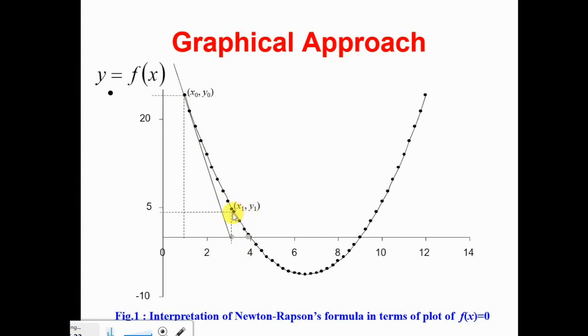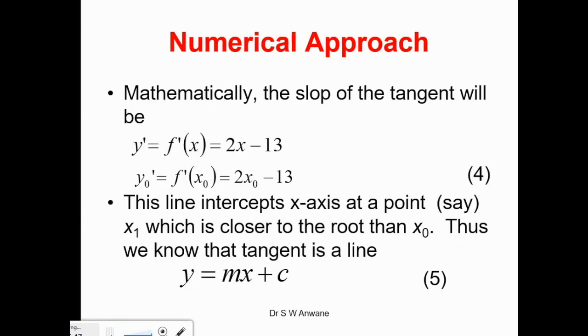So the tangent at x1, y1 will intercept somewhere here close to the root, and corresponding to that we shall be finding here x2, y2, and in the iterative attempts we can go closer and closer and closer to the root in the number of attempts. Now I'll explain to you how the mathematics works behind this.